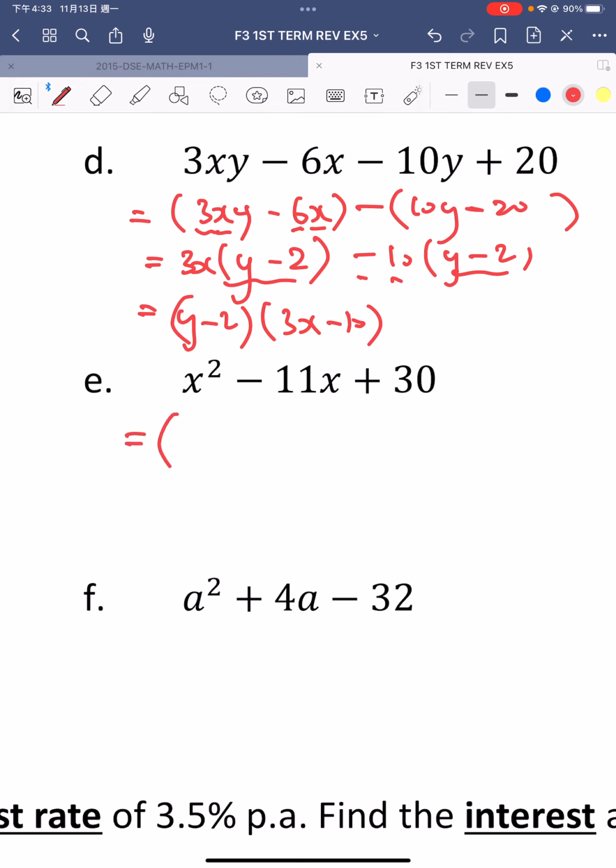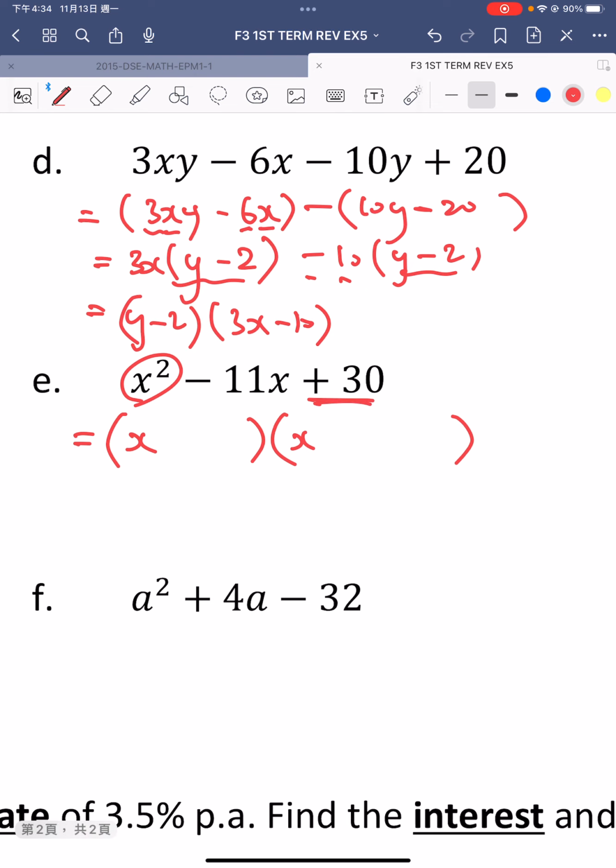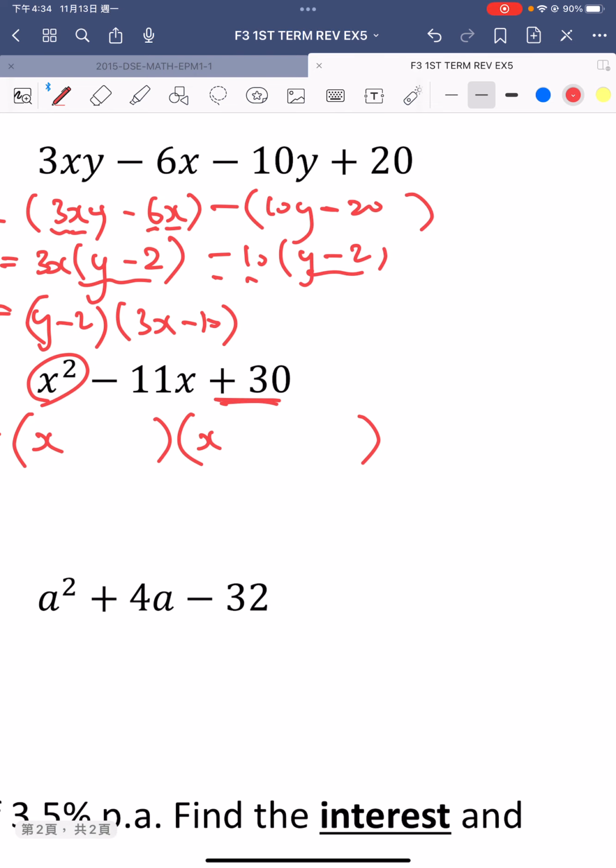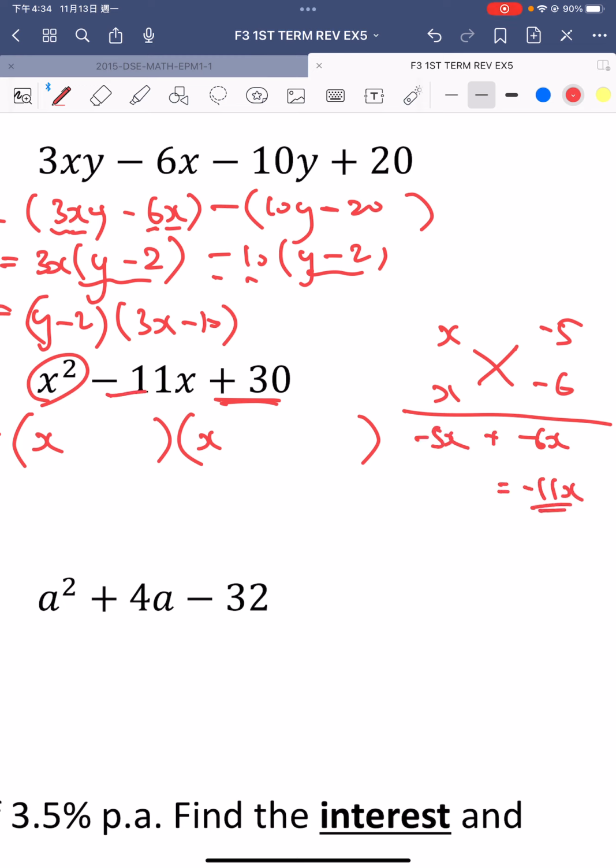So first of all, what we want to do is to do it like this. We want two things multiplied together, and we think about two numbers multiplied together equal to x squared, which is x times x. And we have to think about two numbers multiplied together giving you positive 30. So probably we can think about negative 5 and negative 6, and then we do the cross method. So this is equal to negative 6x, this is equal to negative 5x, and then we add them together to get negative 11x, which is bingo as the middle one. So we can think about x minus 5 and x minus 6 as the factors of this quadratic equation. So we can write that down, x minus 5 and x minus 6.